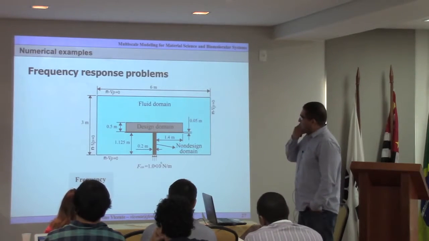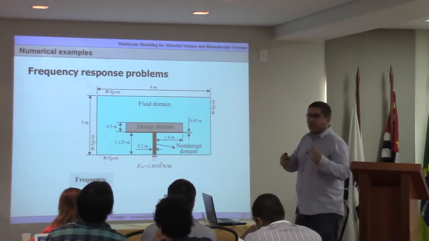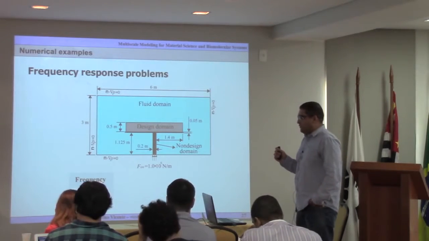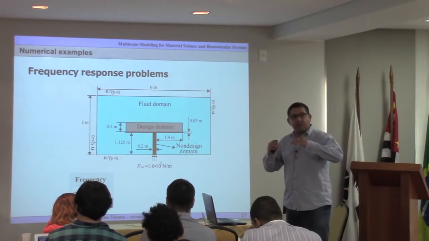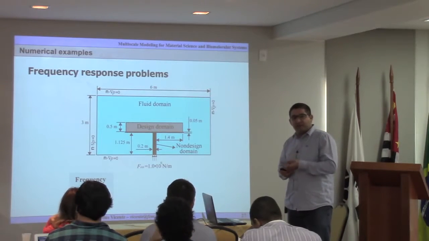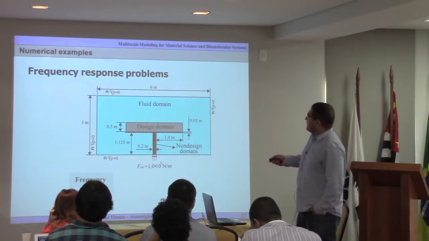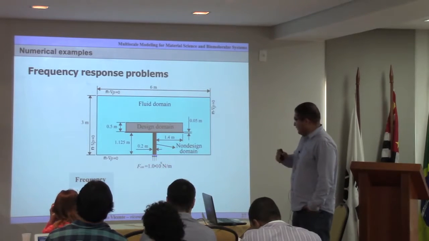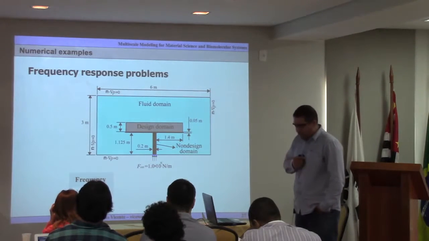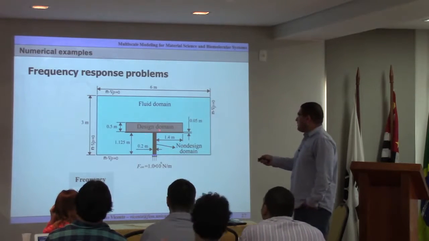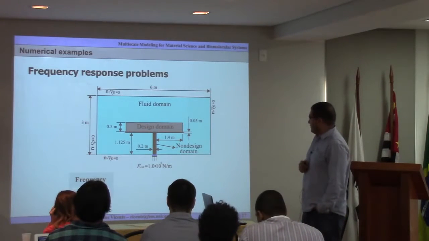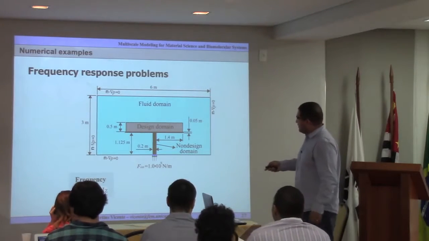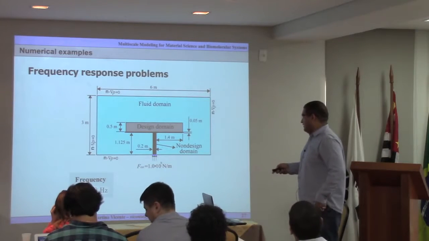Another kind of problem you can deal with in this approach is the frequency response problem. So here the idea is a little bit different. That problem was a static problem and you want to maximize the stiffness. Here we have a frequency force applied here at the bottom of the structure with a certain frequency, 120 Hz, and we want to maximize the stiffness of this design domain in order to minimize the displacement of this structure. And here we have a fluid outside the structure.